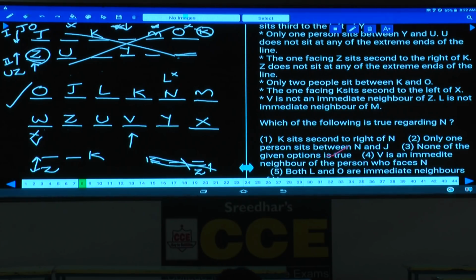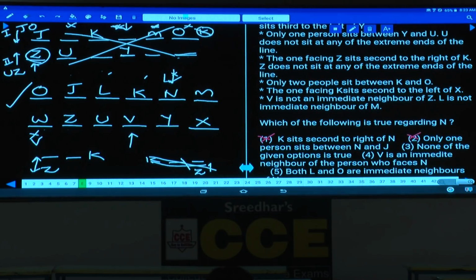Then question number 8. Now in this question number 8, which of the following is true regarding N? Where is N here? N is here. Now which among the following statements is definitely true regarding this N? K sits second to the right of N is false because K is to the immediate right of N. Hence the first choice is ruled out. Second one, one person between N and J, is again false because there are two persons, K and L, between N and J. And the second one is ruled out.